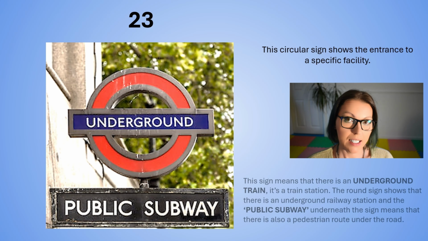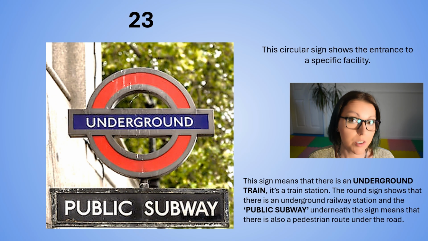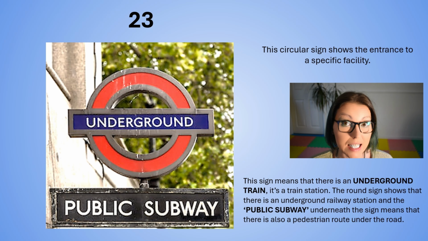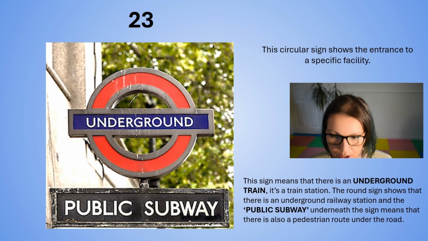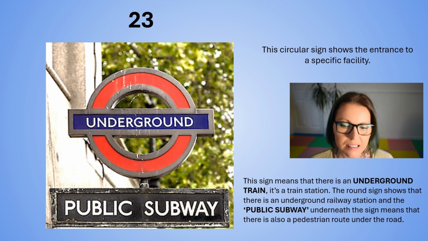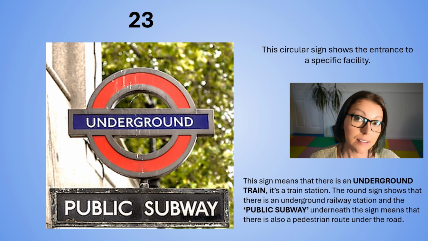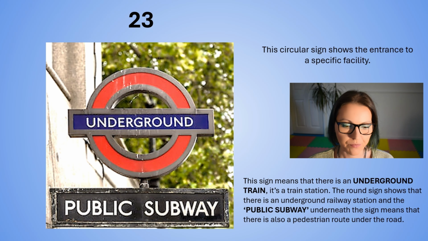And this particular sign in the photo means that there is an underground train or a tube station, or a train station, if you will. You will most likely hear about tube stations if you live in London. The round sign shows that there is an underground railway station, and the public subway text underneath the sign means that there is also a pedestrian route under the road to get to the train station.